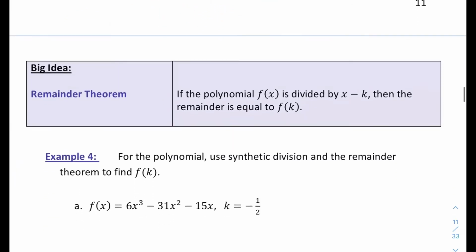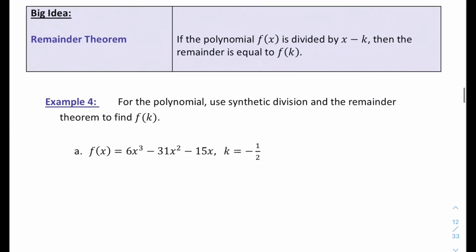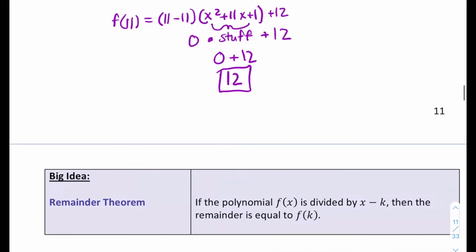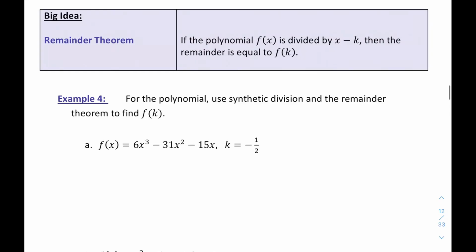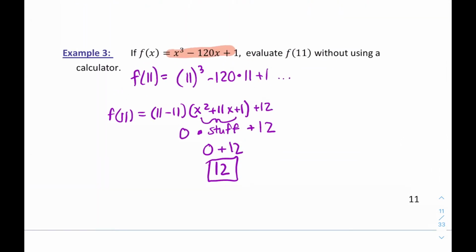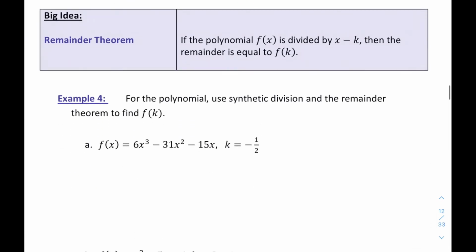And we have a theorem that basically tells us that. If we took our polynomial and divided it by x minus 11, since we wanted to do f of 11, the remainder we get in our synthetic division is equal to the value of f of 11. So our remainder that we had, 12, equals what we get when we plug in 11. So I already explained the remainder theorem a little bit in our previous example. We said, if I divide by x minus whatever value I want to evaluate this function at, I get a rewritten version that makes it easier to evaluate.